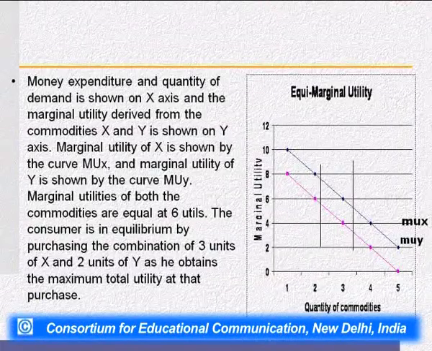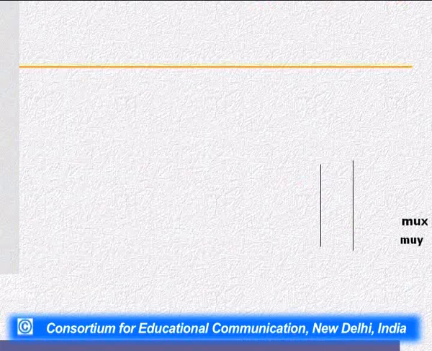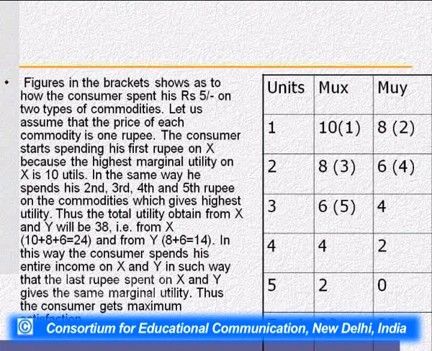The same thing we can draw in a figure also. In the coming figures we can draw an equi-marginal utility curve. And before we go ahead, we know this table. What this table suggests, the figures in brackets show how the consumer spent 5 rupees on 2 types of commodity. Thus the total utility obtained from X, if you look at the marginal utility of X, where the total utility is 10, 8, 6, is equal to 24, and from Y, 8, 6 is 14.